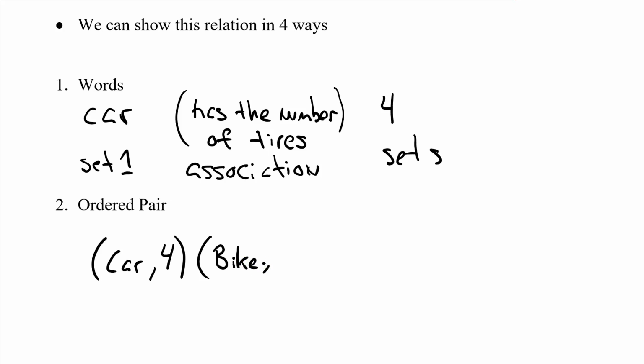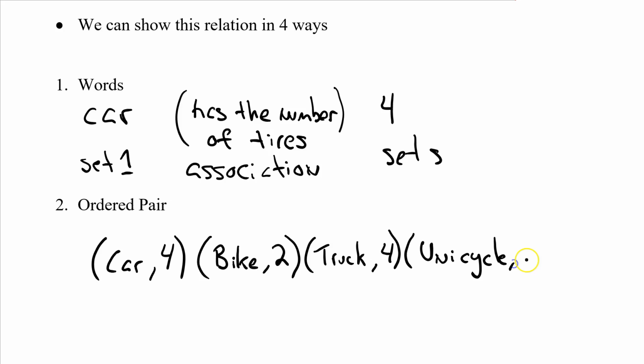And our bike, traditionally, we have 2 tires on our bike, so we'll put down 2. Third element was the truck. And our truck has 4 tires. And our fourth element was the unicycle. And a unicycle has 1.